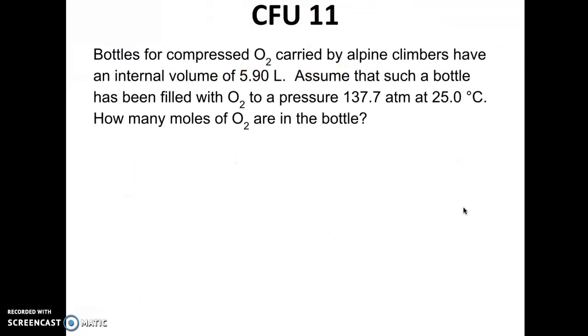All right, CFU 11. Bottles for compressed O2 carried by alpine climbers have an internal volume of 5.90 liters. Assume that such a bottle has been filled with O2 to a pressure of 137.7 atmospheres at 25 degrees Celsius. How many moles of O2 are in the bottle? So pause the video now, and in about 10 seconds, a hint will appear.